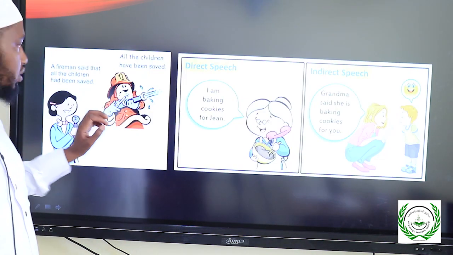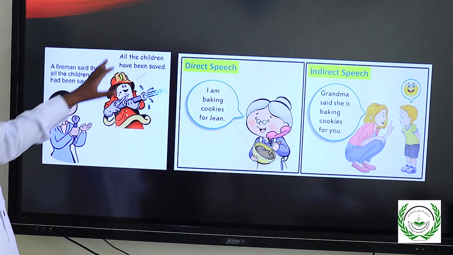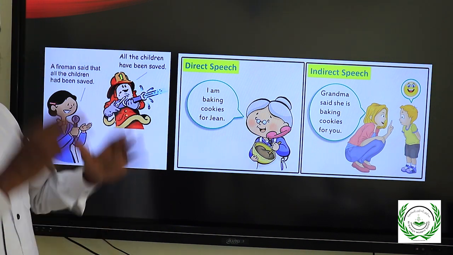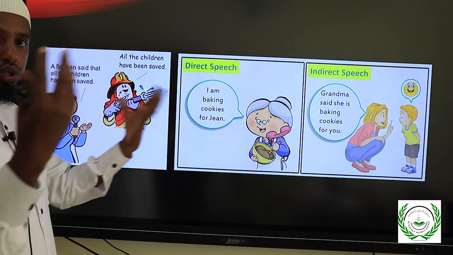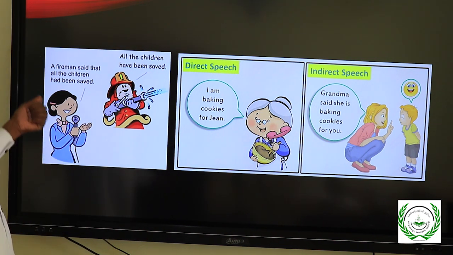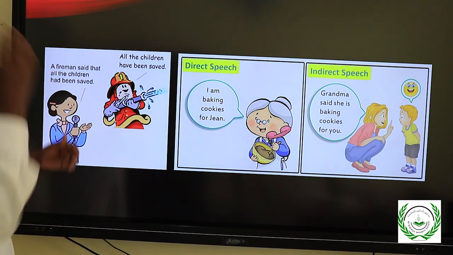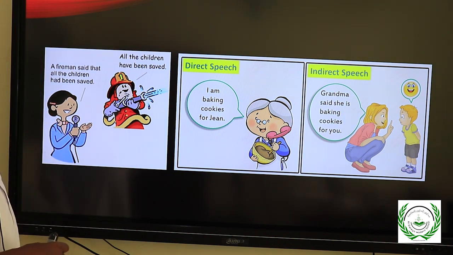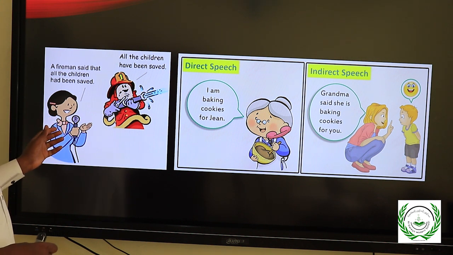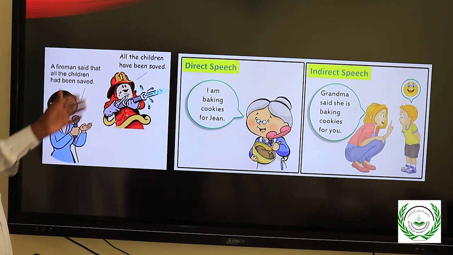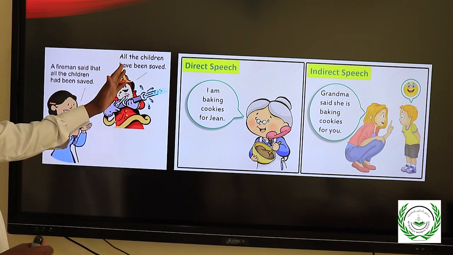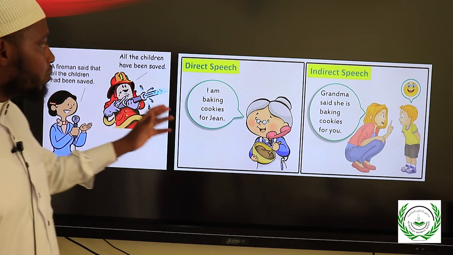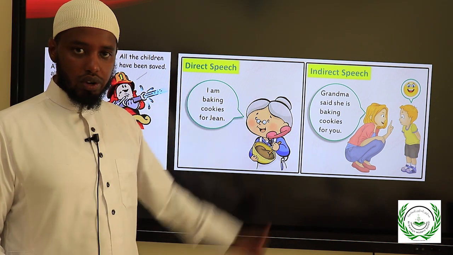For example, the fireman said, "All the children have been saved." So he's speaking, and he said, all the children have been saved. And the reporter says, a fireman said that all the children have been saved. The reporter is telling us what the fireman said. So this is direct speech, and what the reporter said is indirect speech.